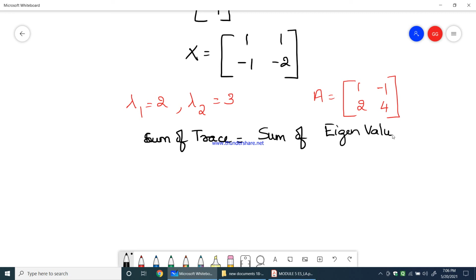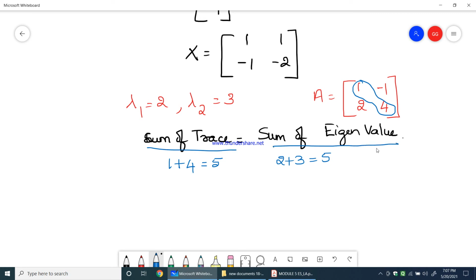The trace of the matrix is nothing but the sum of the diagonal elements of the matrix. Now you add 1 plus 4, which is equal to 5. Now you add the eigenvalues 2 plus 3, which is also equal to 5. Therefore this is proved. We can say that for any given square matrix, whether 2 by 2 or 3 by 3, the sum of all the eigenvalues will be equal to the sum of the traces.